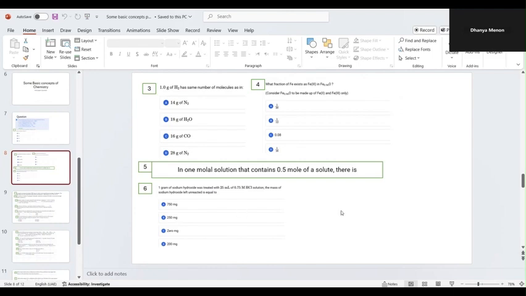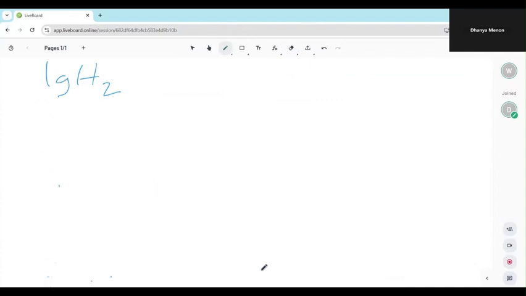So 1 gram hydrogen has how many molecules? Here they have not asked anything about the atoms, so we will just directly use the formula. Number of molecules is equal to moles times Avogadro number. Here also I'll keep it as Na. So let's first find out how many molecules hydrogen has.